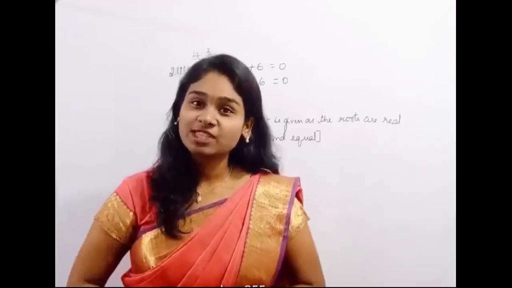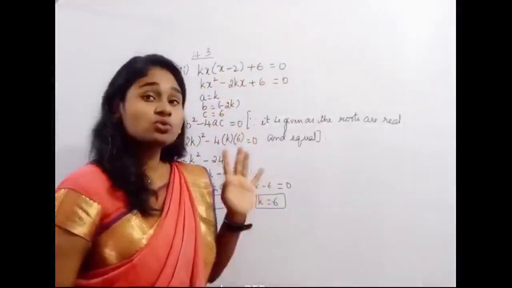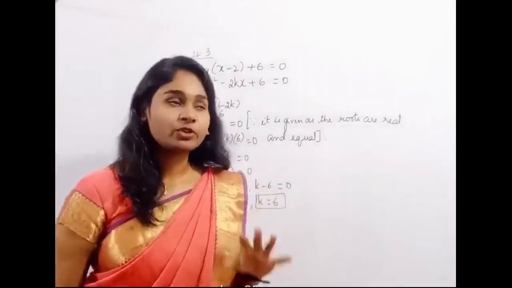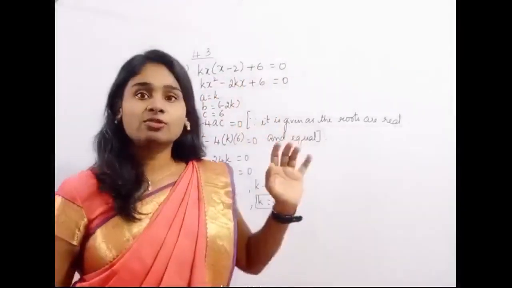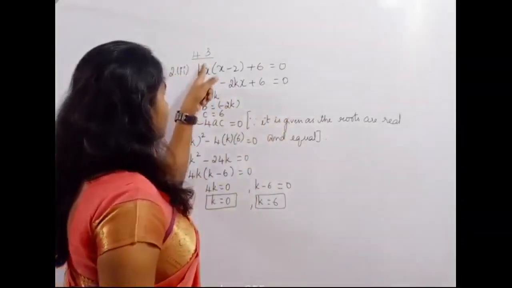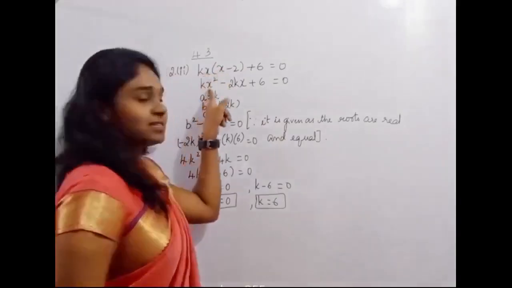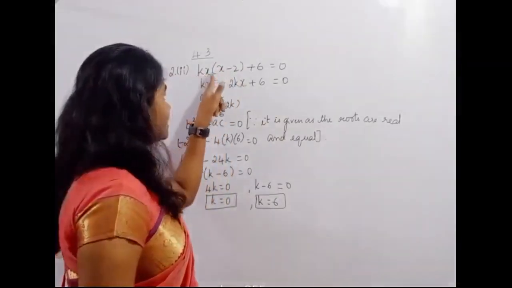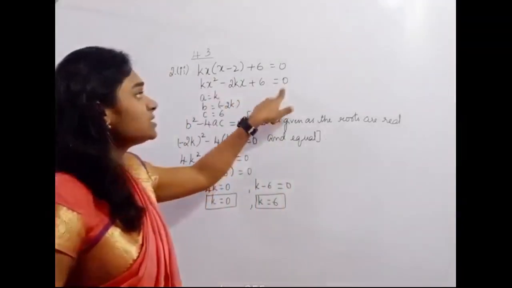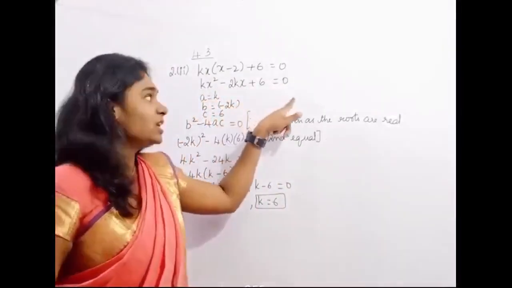Now look at the second question of the second main exercise 4.3. So kx into x minus 2 plus 6 is equal to 0. So far, the given quadratic equations were in the standard form already, right? But here, if you could see, it is not in the standard form. So we have to frame it into the standard form. When I multiply kx into the brackets, it becomes kx into x is kx square minus kx into 2 is 2kx plus 6 as it is equal to 0.